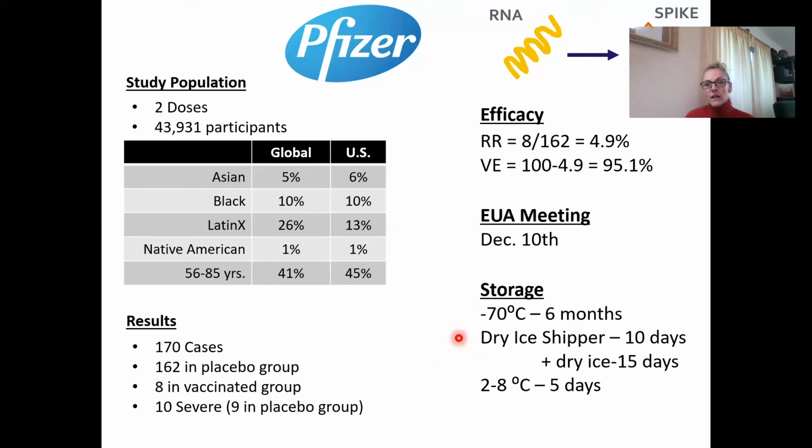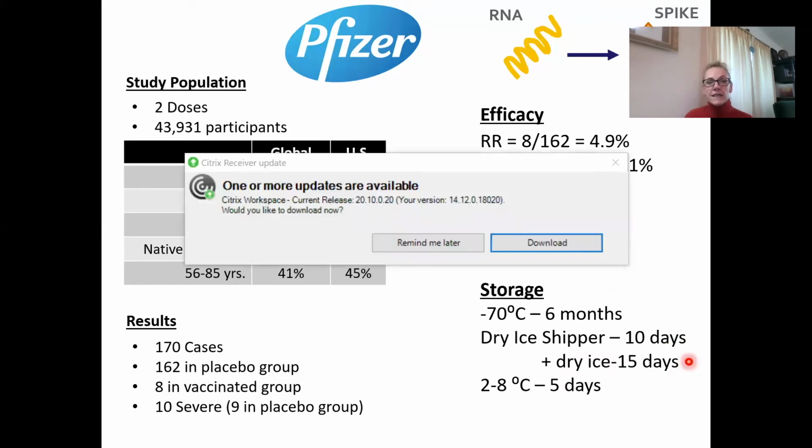Pfizer has worked out a shipping container so that they can keep their vaccines on dry ice and keep them stable for at least 10 days. And then if the clinic or hospital doesn't have one of these ultra low freezers, they can continue to put dry ice in the shipper and keep the vaccine stable for an additional 15 days.